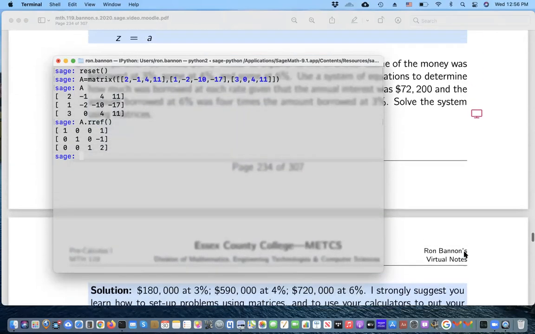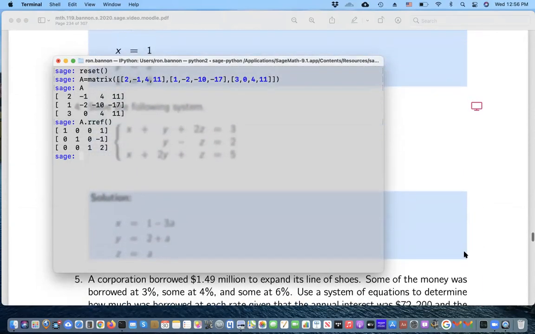So what I'd like to do is do that with question number 5, and I'm hoping you have your notes out. I'm going to write down the augmented matrix for that. It was a lot of work to do, but it's really not bad. I'm going to say A is a matrix, and that matrix has 3 rows in it. I'm looking at my notes, of course, but I kind of have a good memory. What is it going to be? 1, 1, 1, $1.49 million.